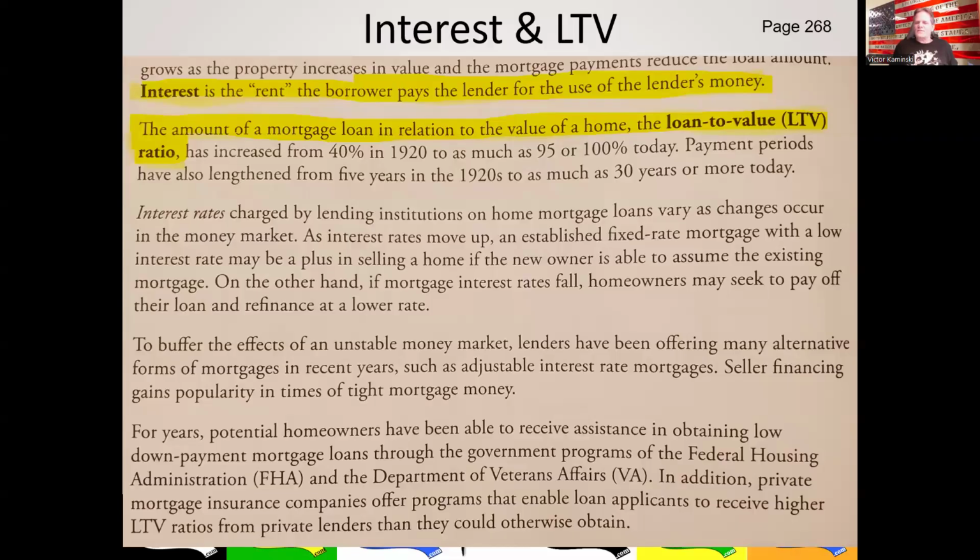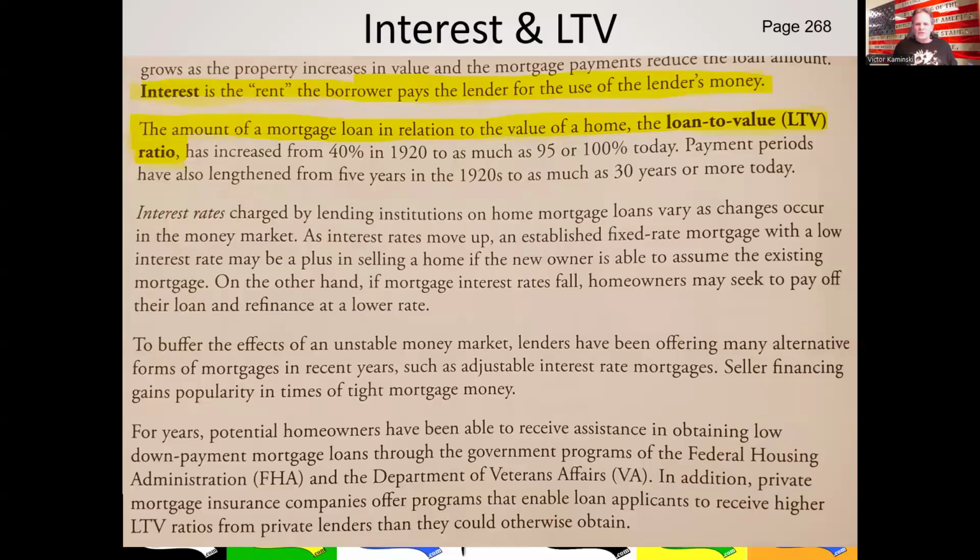To buffer the effects of unstable money markets, when the lenders aren't lending, really, lenders have been offering many alternative forms of mortgages in recent years, like adjustable rate mortgages. Seller financing also gains in times of tight mortgage money, where the lenders aren't lending.